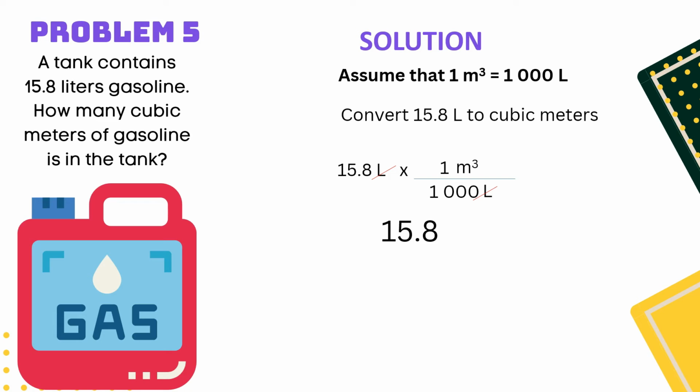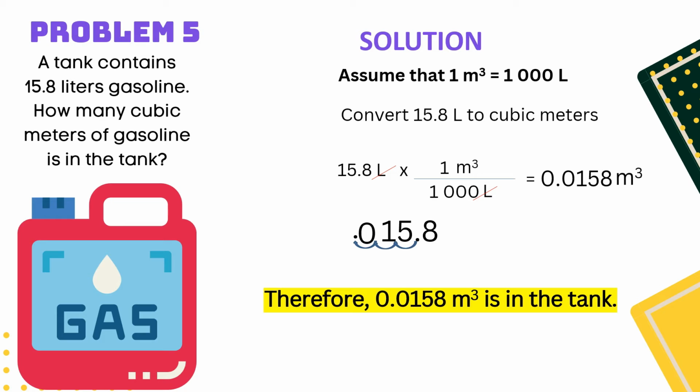In dividing a number by 1,000, just simply move the decimal point 3 places going to the left and put decimal point. If there is a lacking digit, you are going to put the placeholder 0. So this is the answer. Therefore, 158 10,000 cubic meters is in the tank.